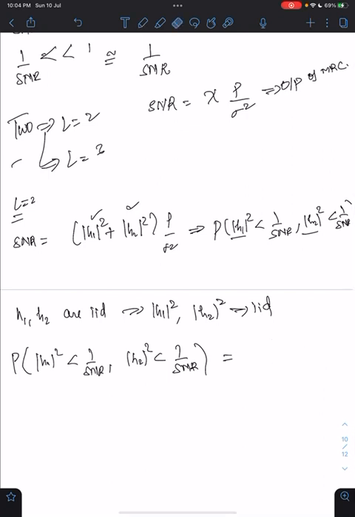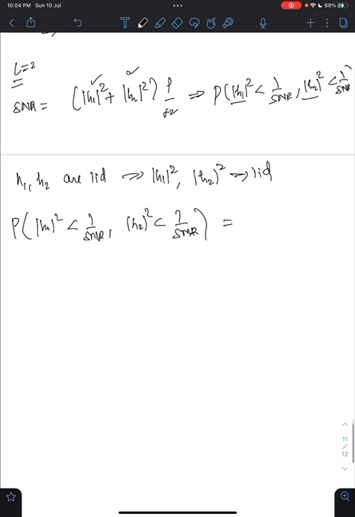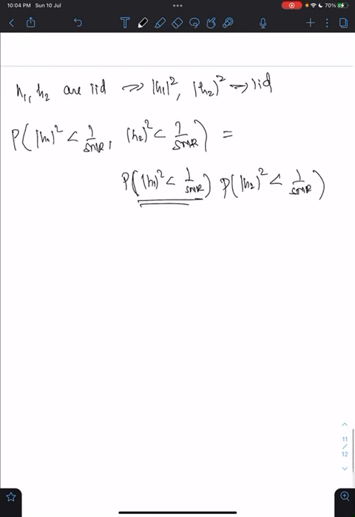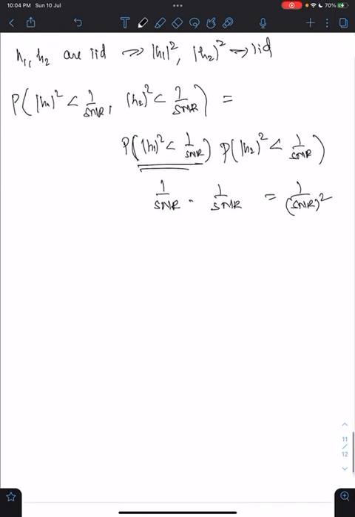I can basically decompose the probabilities: probability of |H1|² less than 1/SNR, times probability of |H2|² less than 1/SNR. Alright. So what is the probability that |H1|² is less than 1/SNR? We have derived it, which is 1/SNR. And this is 1/SNR. So it turns out to be 1/SNR². Alright. So this is for the L equal to 2 system.